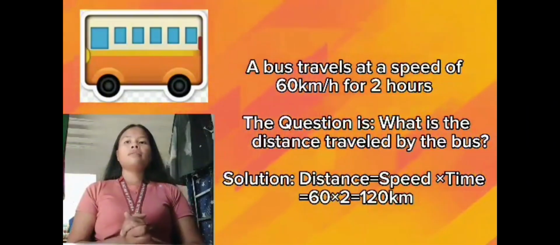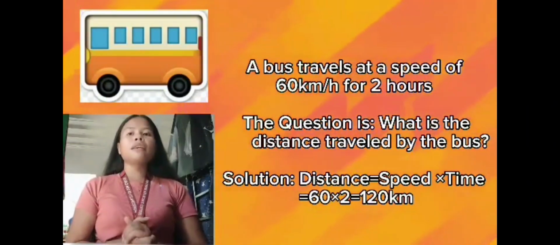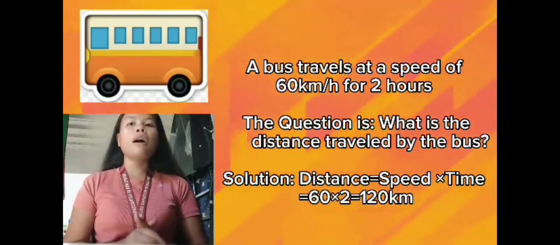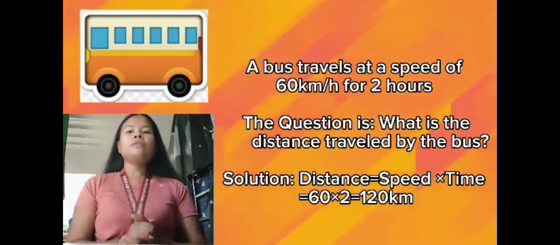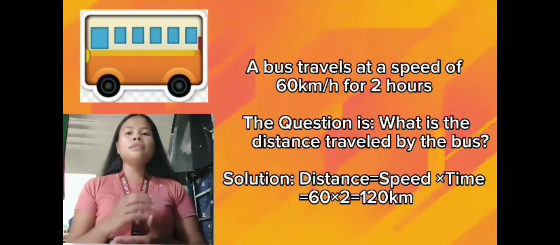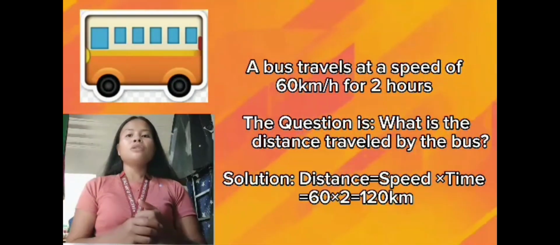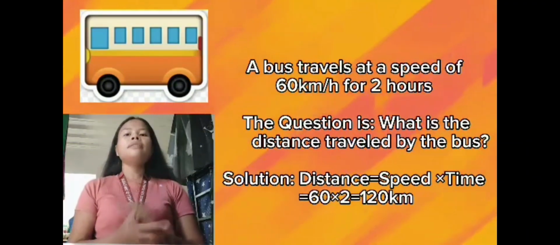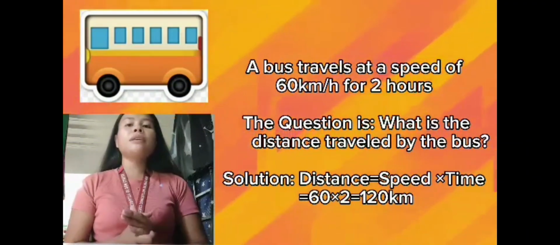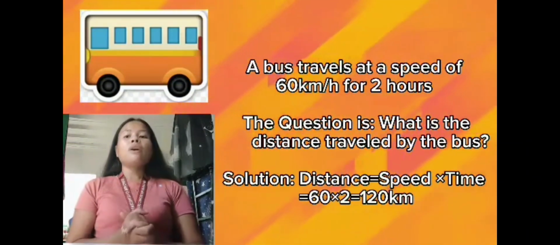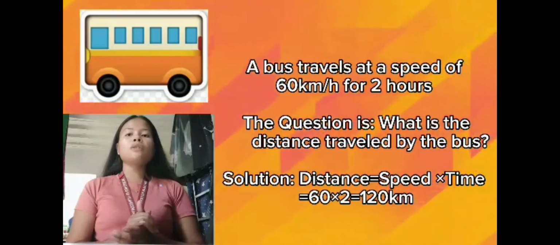Next, a bus travels at a speed of 60 km per hour for 2 hours. What is the distance traveled by the bus? Here is the solution. Distance equals speed times time equals 60 times 2 equals 120 km.